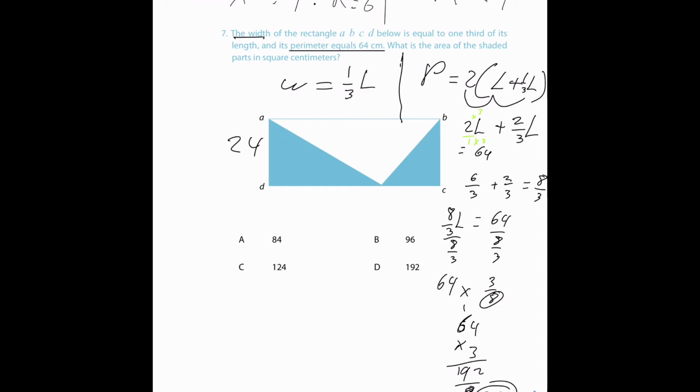And we have that the width is 1/3 of L. So 24 divided by 3, that's what? That's 8. That is 8. Yeah, so 8 multiplied by 3 is 24.